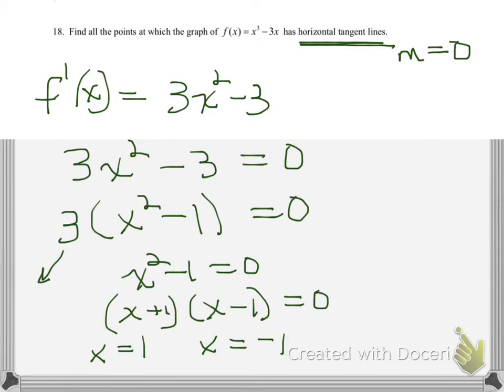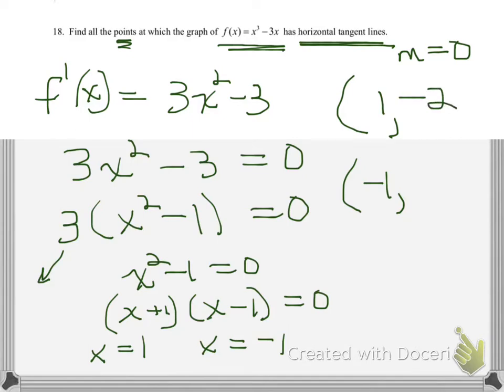Do you see that? They want points, not just x values. So points are coordinate pairs. So far I know that my x values are 1 for one of the points and negative 1 for the other. So let's figure out what the y values are. Take your 1 and plug it in your original function. 1 cubed is 1, and 1 minus 3 times 1 is 1 minus 3, so that's a negative 2.